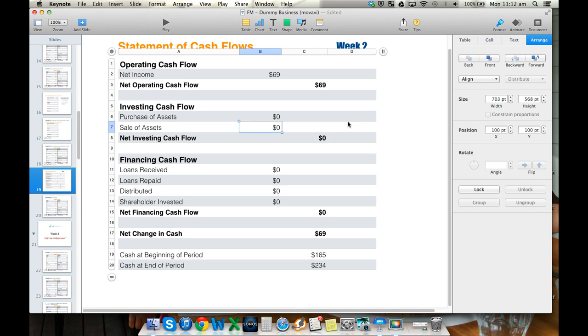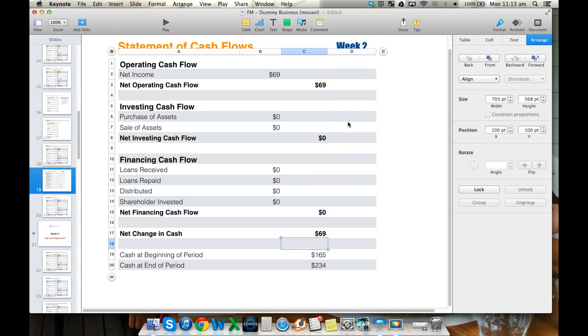We didn't sell anything, so nothing in there. And we didn't borrow any money. We didn't pay back any money. We didn't distribute any money. And we didn't invest any more money, so nothing goes in any of the financing cash flows. So it's only the operating cash flow that has an entry. So therefore, our net change in cash is $69 for the positive. So cash went up by $69.